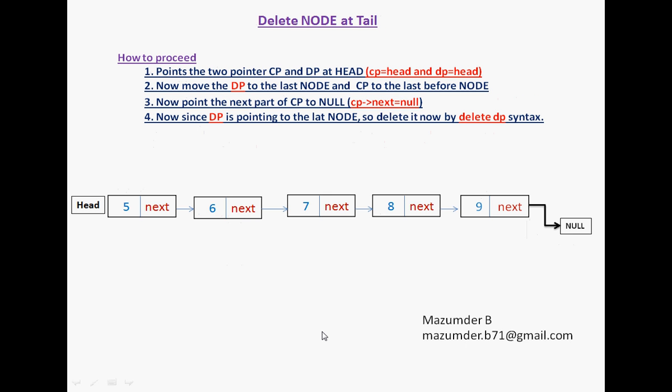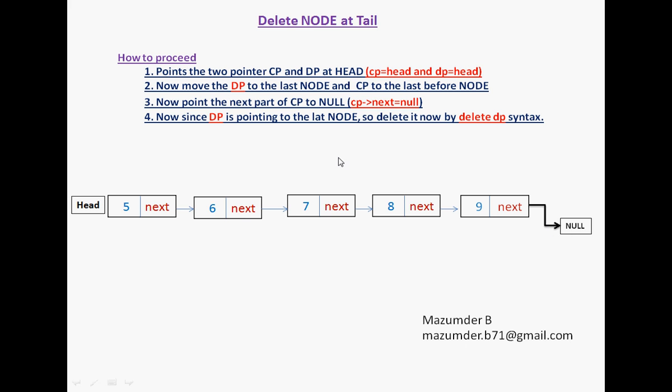Now how can we delete a node at tail? It is a bit tricky process. For this one, we'll have to consider two pointers so that we can move from head to the last node. Suppose there is a linked list having info 5, 6, 7, 8, 9. The next part of the last node is pointing to null.